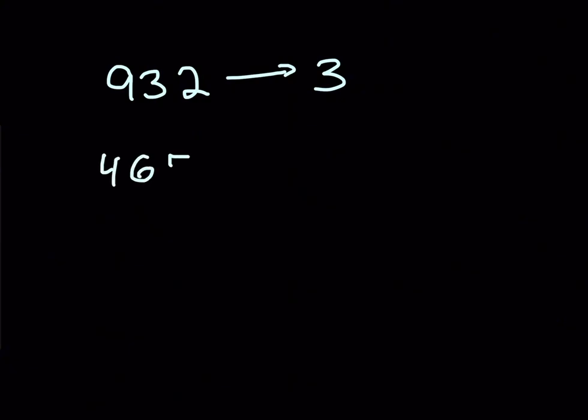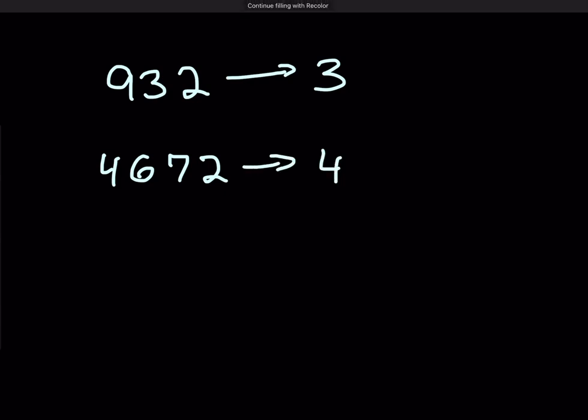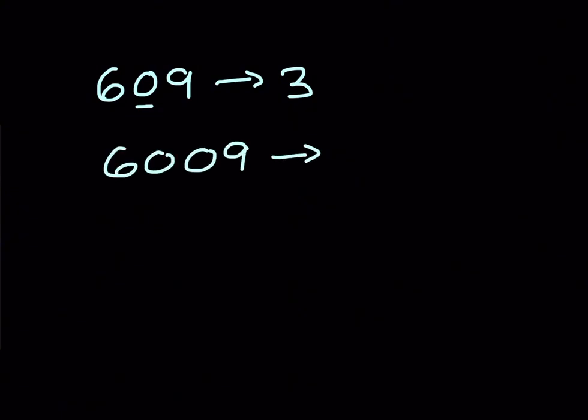Another example is 4,672, which has 4 significant figures. Now let's say we have a 0 in between 2 non-zero numbers. Is that 0 significant? All zeros between 2 non-zero numbers will be significant, so 609 will have 3 significant figures, counting the 0. 6009 will have 4 significant figures since the zeros are in between 2 non-zero numbers.